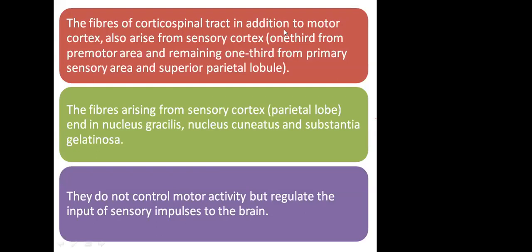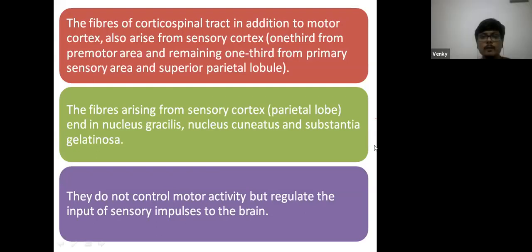So previously, what we thought is that the corticospinal tract only carries motor fibers, but recent studies say that some sensory fibers are also carried through this corticospinal tract, where it ends at the level of nucleus gracilis, cuneatus, and substantia gelatinosa. So the corticospinal tract carries both motor as well as sensory fibers.